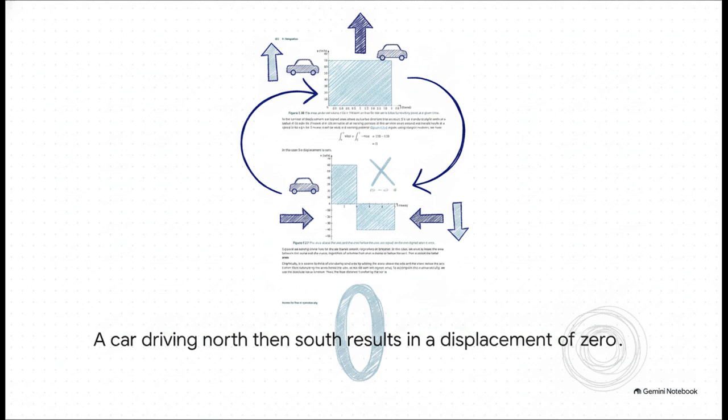Driving south is a negative velocity, so that draws a new rectangle with an area of 120 miles completely below the axis. Your displacement, which just means how far you currently are from your original starting point, is 120 minus 120. Those two areas perfectly cancel each other out, leaving a net signed area of exactly 0. You are right back in your driveway.